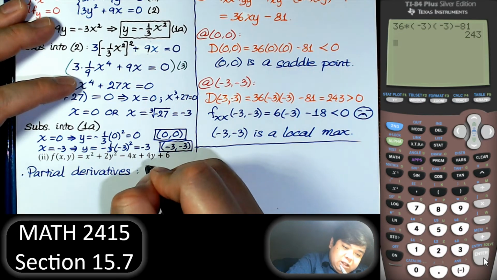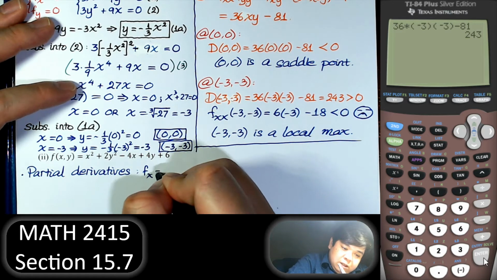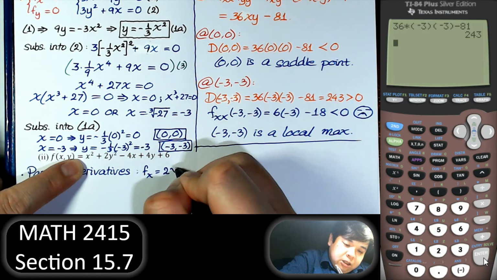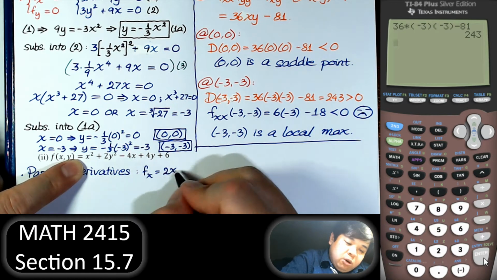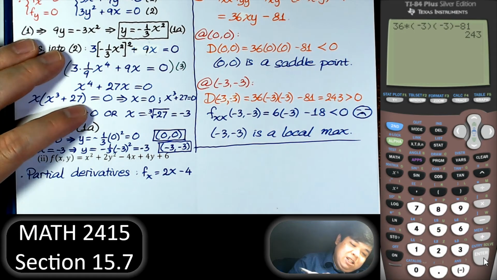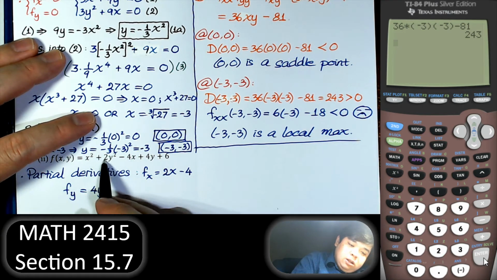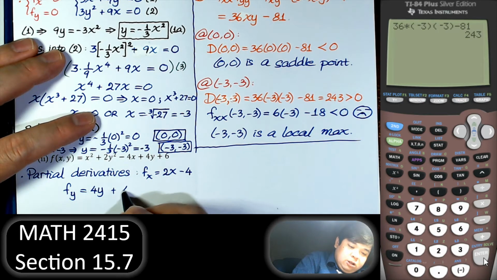Derivative with respect to x will be 2x minus 4. Actually, this one will be very easy. Partial derivative with respect to y, 4y plus 4.